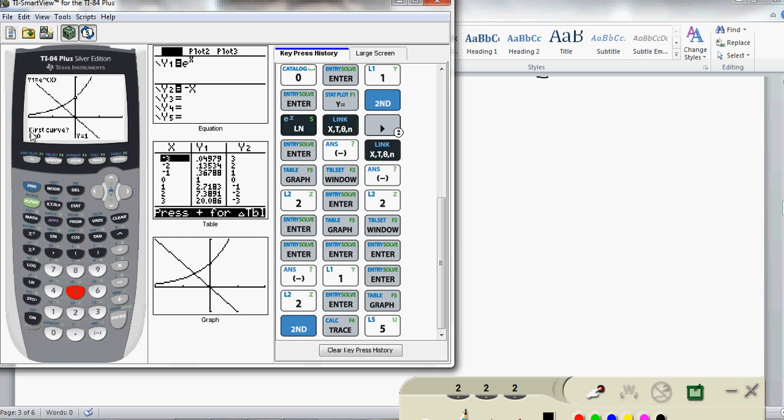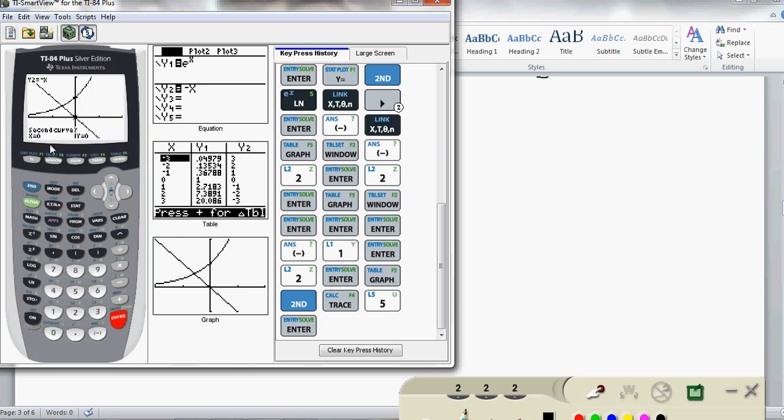So it asks for the first curve. Now this is a little bit different. The first curve is e to the x. If you look carefully up here, it's really hard to see on this, I understand, but this is the first curve, so I'm going to hit enter. Then the second curve is the negative x. That's exactly what I want.